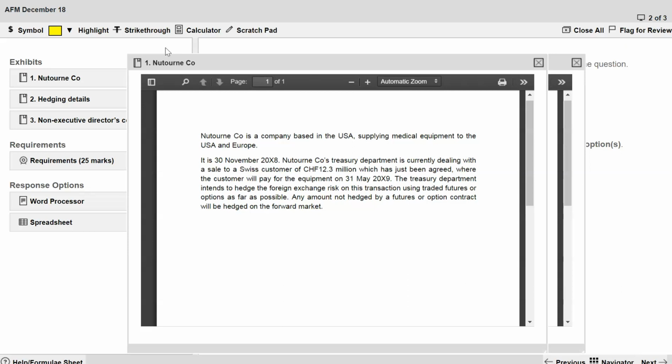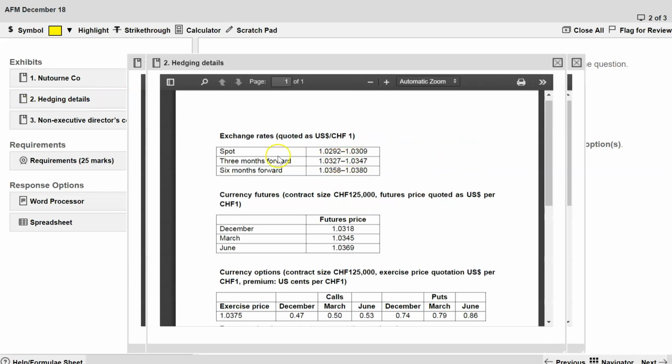The Treasury Department intends to hedge the foreign exchange risk on this transaction using traded futures or options as far as possible. Any amount not hedged by the future or option contract will be hedged on the forward. Okay, spot rates are given: 1.0292, 1.0309 dollar over CHF. 3-month rates and 6-month forward rates are given. Currency futures are given for December, March and June. Obviously June contracts are relevant because you are going to receive your amount at the end of May.